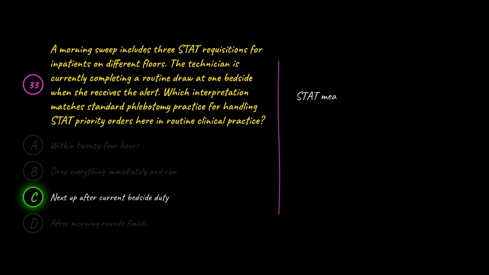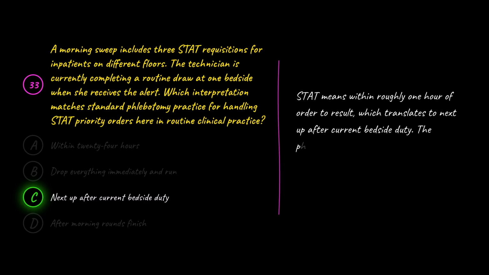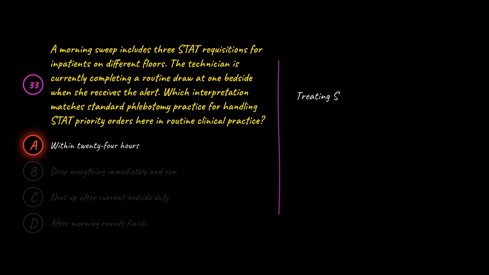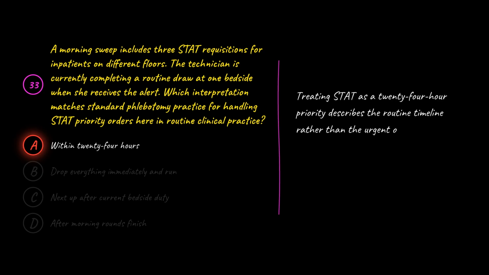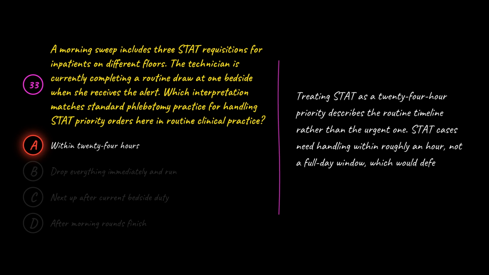C is correct because stat means within roughly 1 hour of order to result, which translates to next up after current bedside duty. The phlebotomist completes the live patient encounter safely, then moves to the stat request immediately afterward. A is wrong because treating stat as a 24-hour priority describes the routine timeline rather than the urgent one. Stat cases need handling within roughly an hour, not a full-day window, which would defeat the priority code.